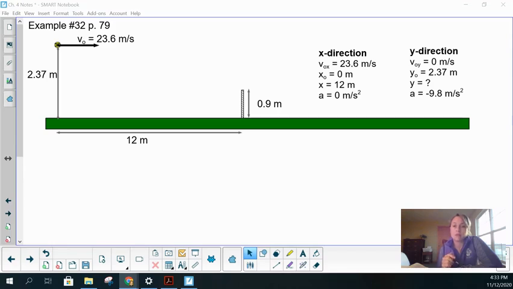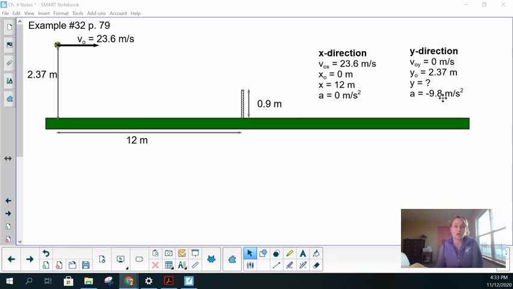So I've listed my variables here. I asked you to do the x direction, or I gave you the x direction. I asked you to do the y direction. So the initial velocity in the y direction was 0, since this is launched in a horizontal direction. The initial position in the y direction is the 2.73 meters. The final position of the y is unknown. So the question asks, does the ball clear the net? So essentially what we want to know is, what is the y position when it reaches the net? So what we want to do is we want to figure out what that y position is, which is why I left it a question mark.